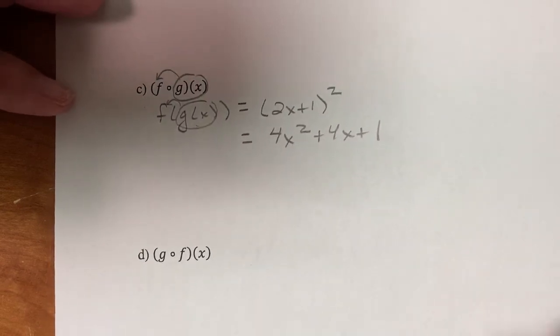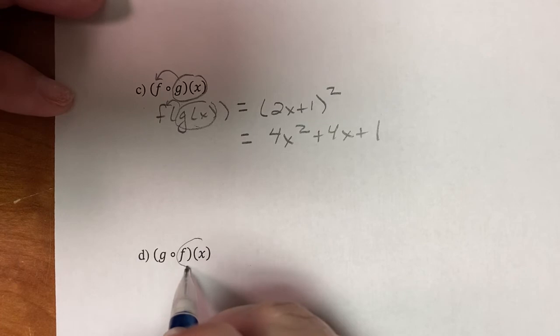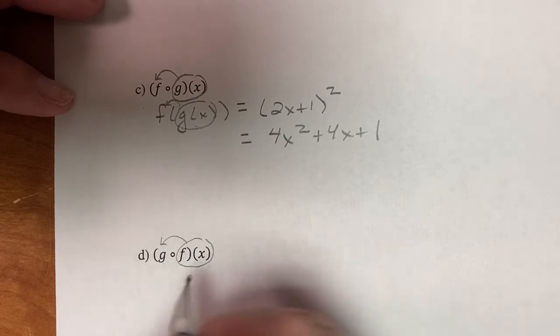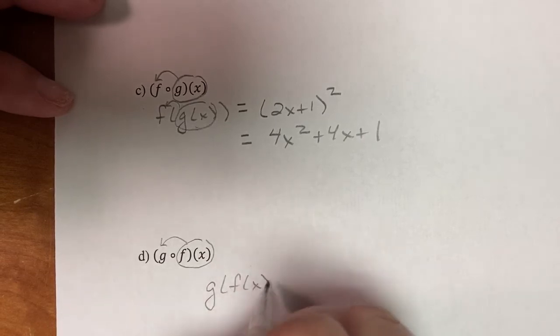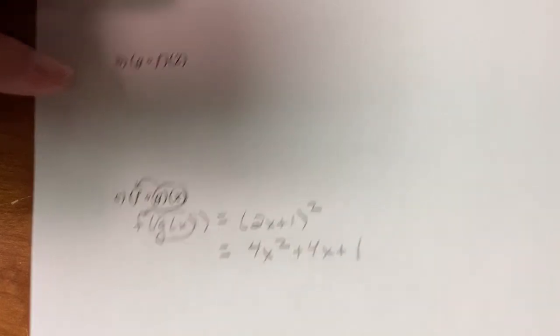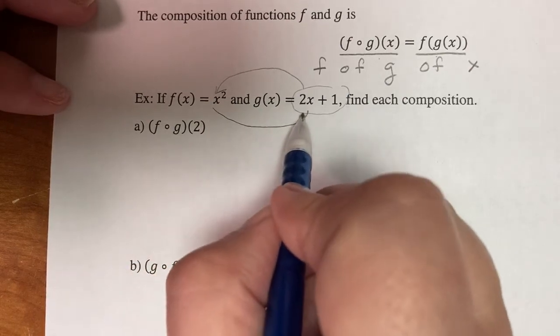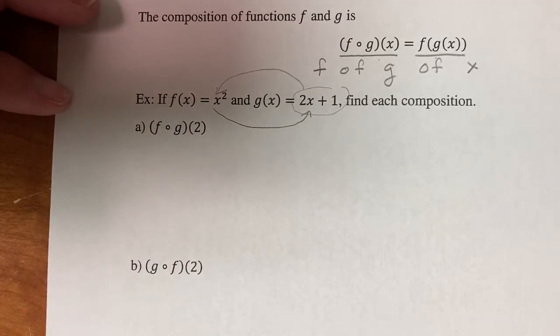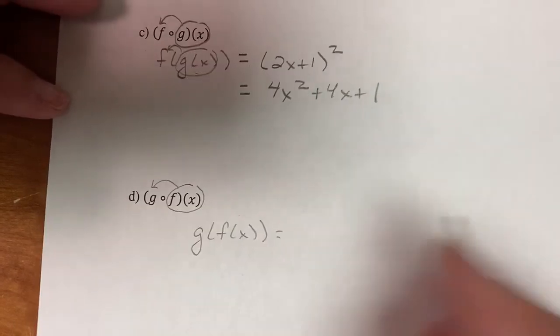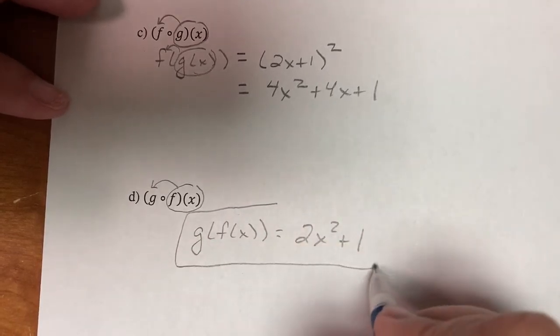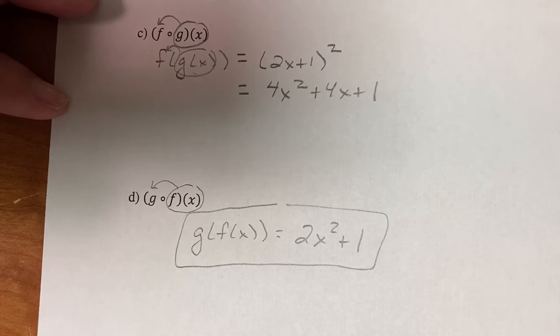Let's look at D. What does this say I'm going to do? This says I'm going to take my f and plug it into my g. So for g of f of x, here it is written the other way, I'm going to take my f function, so that's my x squared, and plug it into here wherever I see the x. So that is simply going to be 2x squared plus 1. And you're done. There's no multiplying that out. So again, composition functions means you're going to plug one function into another function.